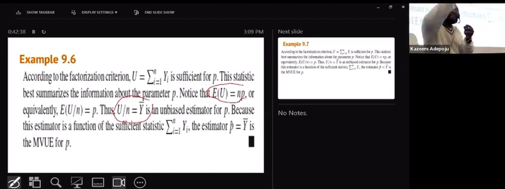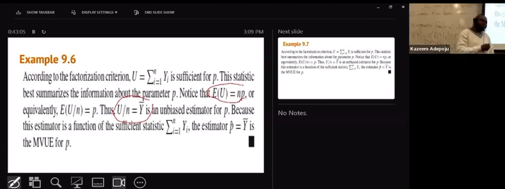If your estimator contains a sufficient statistic, then it's actually going to be a very good estimator, because the estimator is a function of a sufficient statistic. Don't forget summation y is U here. The estimator P cap equal to y bar is going to be the minimum variance unbiased estimator for P, period. Any question? That is how that is done. Any question?